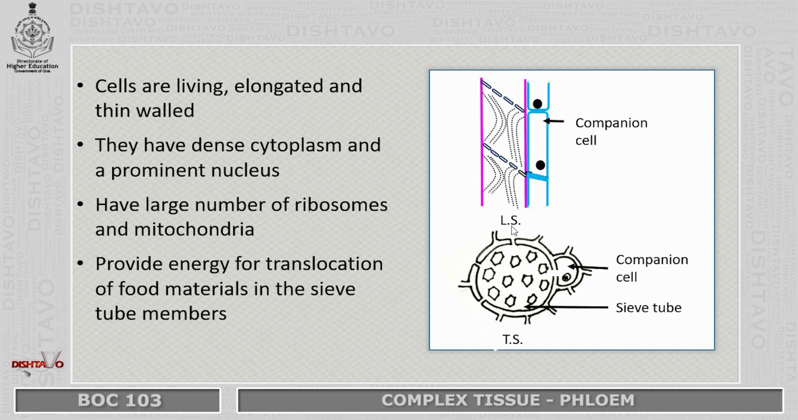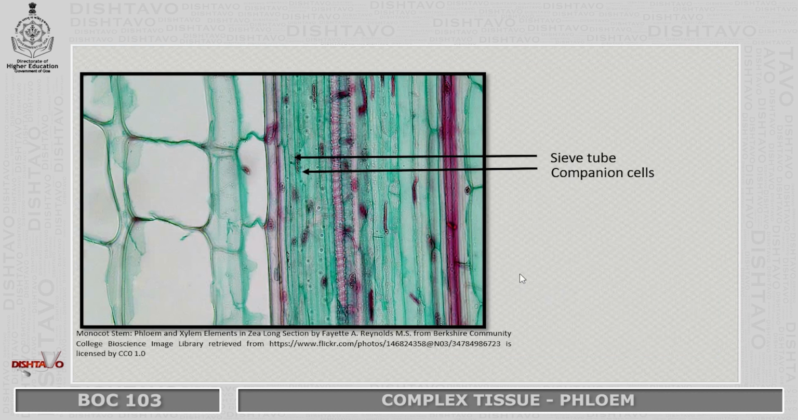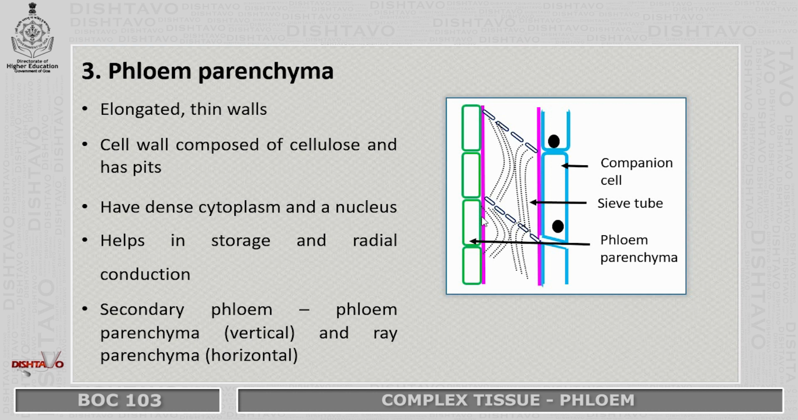Here you can see the LS of the phloem and the companion cell, and here you can see the transverse section of the sieve tube and the companion cells which are connected by plasmodesmata. In this particular section you can see that the sieve tubes always show the presence of companion cells adjacent to them.